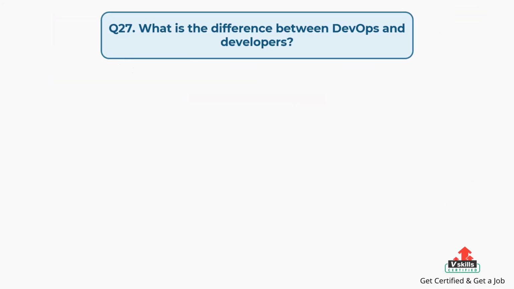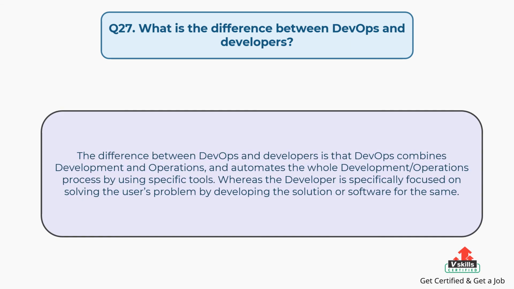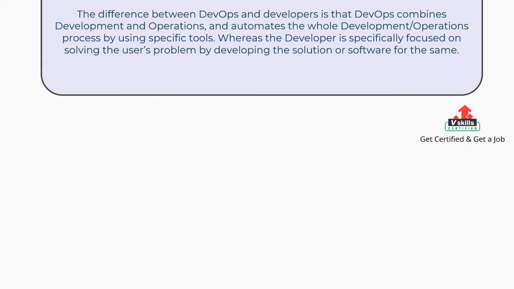Question number 27. What is the difference between DevOps and developers? The answer is: The difference between DevOps and developers is that DevOps combines development and operations, and automates the whole development or operations process by using specific tools, whereas the developer is specifically focused on solving the user's problem by developing the solution or software for the same.